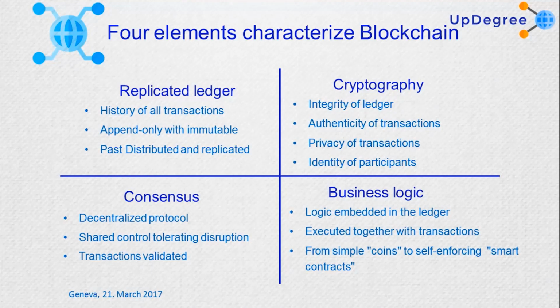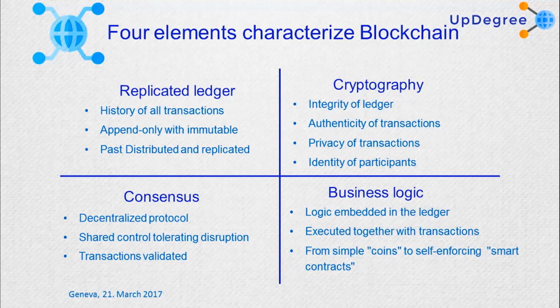Second, on the left hand side, it's a replicated ledger because ultimately it's one ledger. It's immutable. It has multiple storage of records, and it's distributed and replicated. So you can't actually tamper with the records. Third is consensus. You have a decentralized pool, you have shared control, and you have transaction validity which is exactly available.